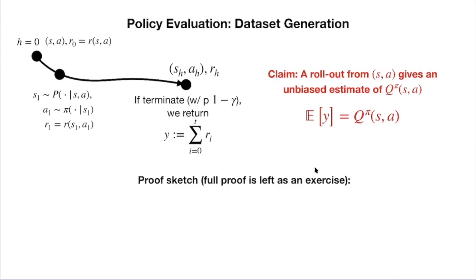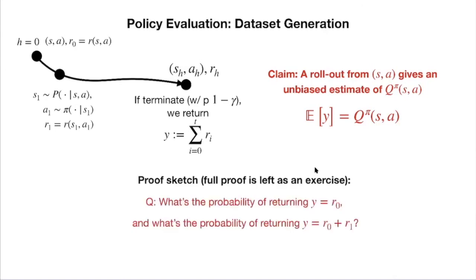All right, so let's do the proof sketch. Let me ask you this question. There are many events, and every event corresponds to a particular time step where I terminate. The first question is, what's the probability that we terminate at the very first step and return y equal to r0? One minus gamma. Yep. And what's the probability that we do not terminate in the first time step, but we terminate at the second time step? Gamma times 1 minus gamma.